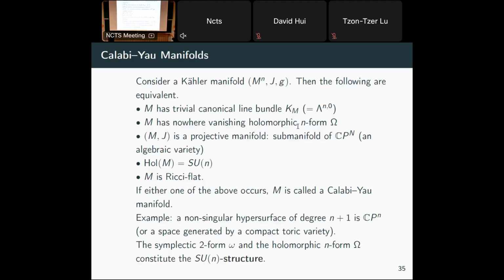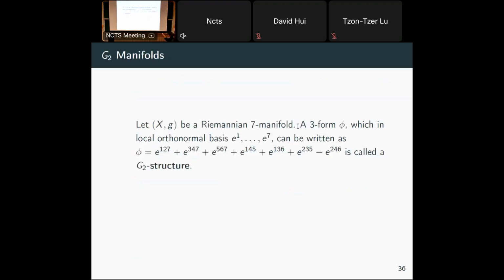Now, what's important is you start with the Kähler manifold, so you have a symplectic form in there, and from point 2, you have a nowhere vanishing holomorphic N form. These two together, we'll call them the SU(N) structure. So having a Calabi-Yau implies having an SU(N) structure. And I'm going to define G2 and Spin(7). Similarly, I'll talk about G2 structure and Spin(7) structure by having the existence of some differential forms.